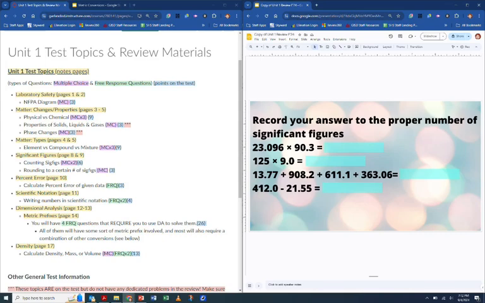This is significant figures, so probably going to be looking at pages 8 and 9 for those rules and example problems. We did math like this. Just do the math in your calculator that I'm telling you to do here, then round your answer according to those numbers you were putting together.